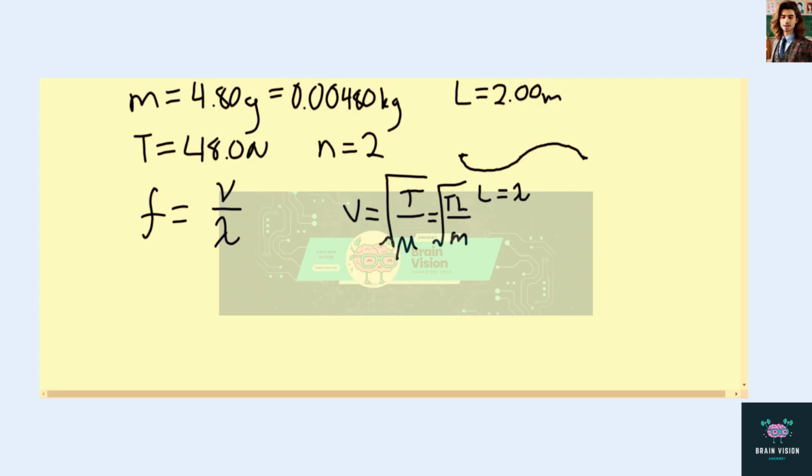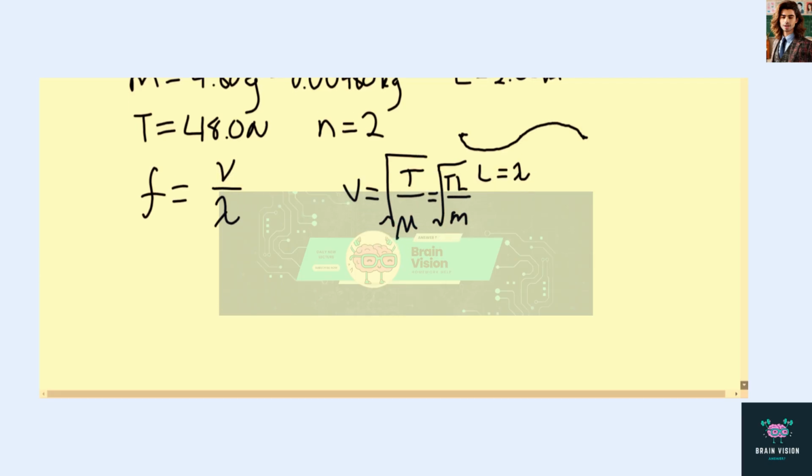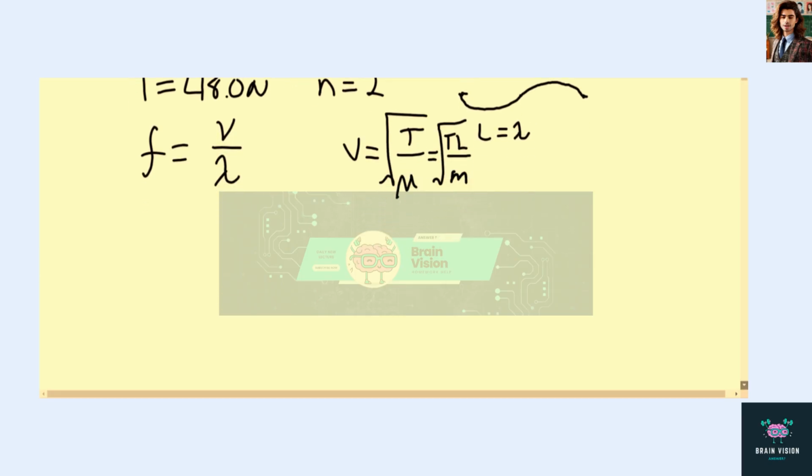So we're going to go ahead and rewrite this. And of course, we know that lambda is just equal to L, as we've already established. So this makes our formula for frequency equal to the square root of TL over M, all divided by L. And we're given all of that information straight away from the beginning.